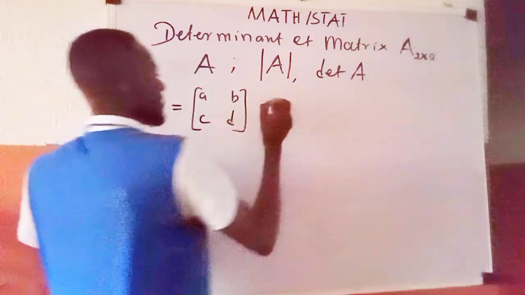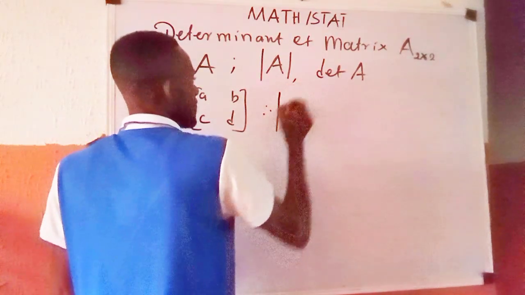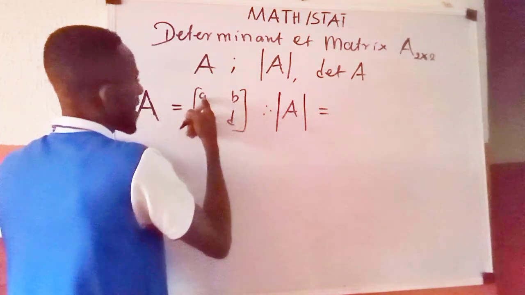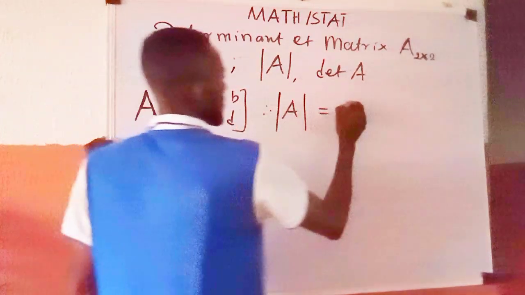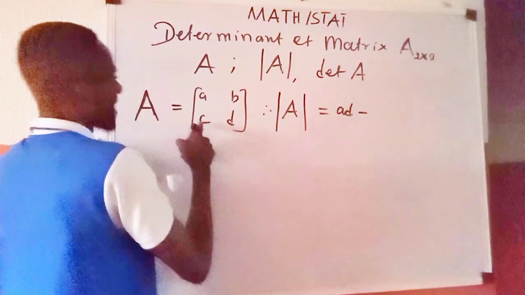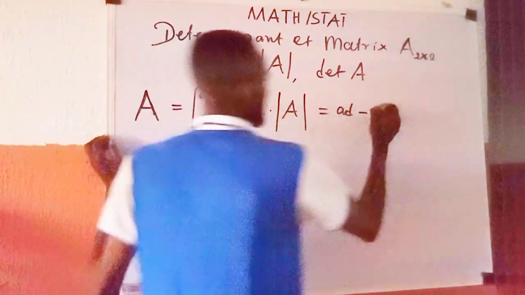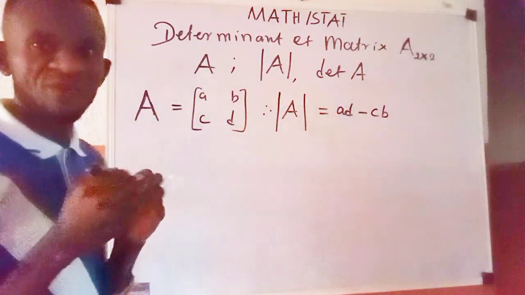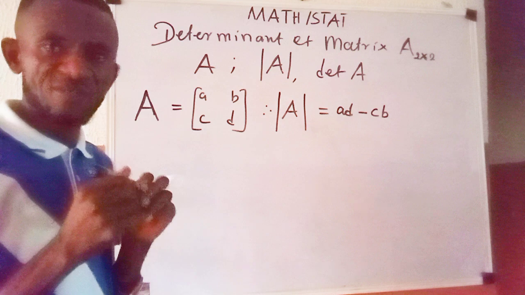So we now say, therefore, the determinant of A, which is written as this, is given as A times D, which will give me AD, minus C times B, which will give me CB. This is what we give as the determinant of a 2 by 2 matrix.